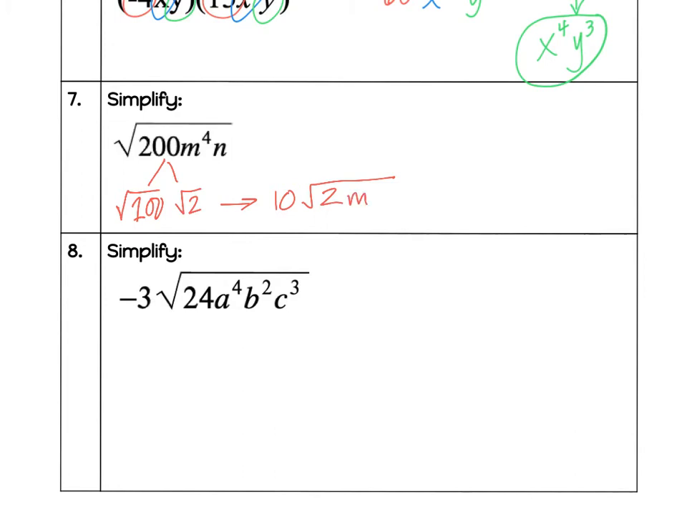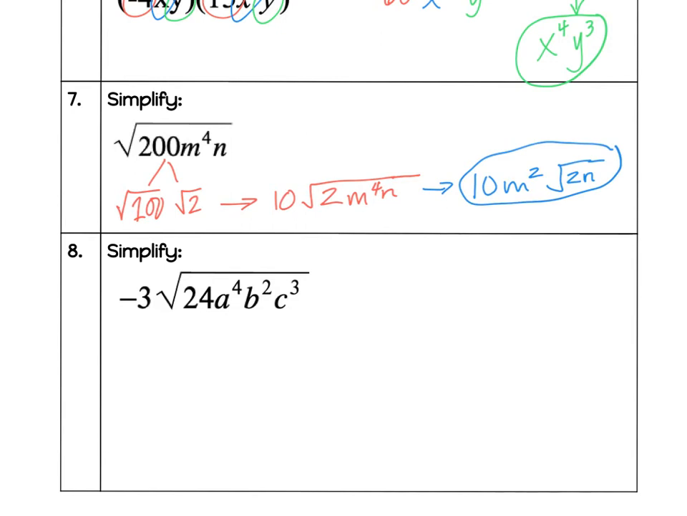Right, now let's look at our variables. We can only take variables out in groups of 2. Since we have m to the 4th power, that means we have 2 groups of 2. So we can take that out and rewrite it as 10 m to the 2nd square root of 2n, because we had 4 m's and they created 2 groups of 2 m's. And that is our simplified answer.